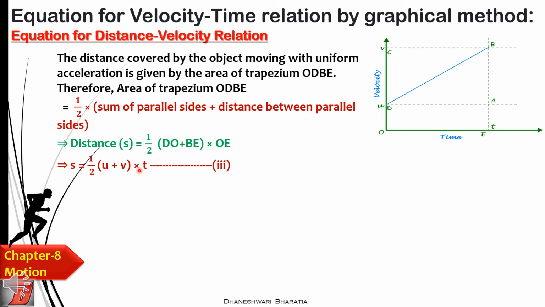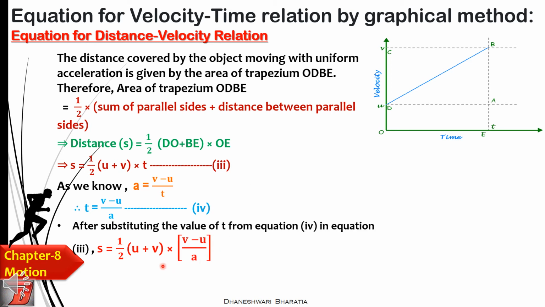Now let's use the formula which we used for acceleration. What is the formula for acceleration? V minus U upon T. Right? So on getting the value of T by using this formula, what do we get? We get T is equal to V minus U upon A. Now we have to substitute this value into this equation, right? So what will we get? We will get this, right?